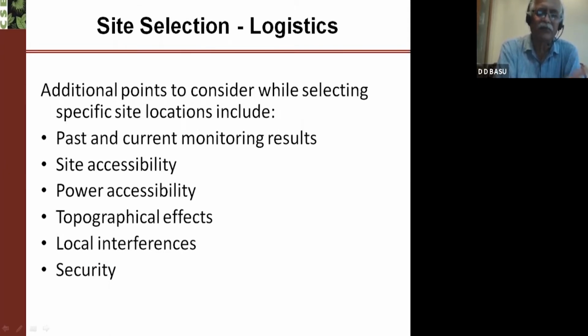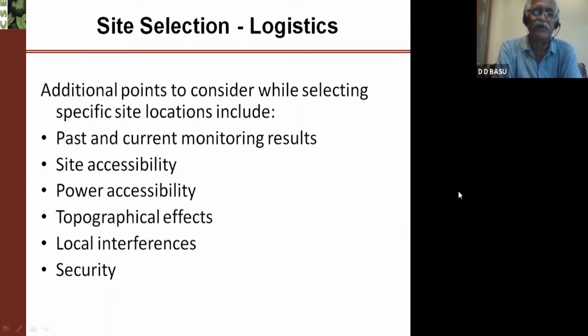And the third last point is security. The instrument should not be stolen. It has happened at a background station. Rural people may not be aware of what purpose this instrument serves. They may hamper the instruments. They may sometimes take parts of the instrument. That is the security hazard. Next, let us go to the next slide.